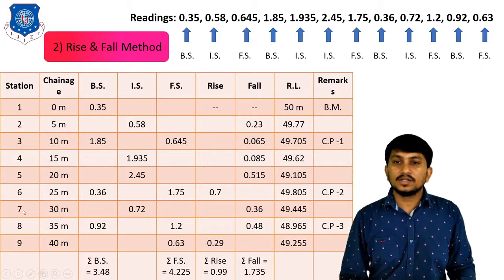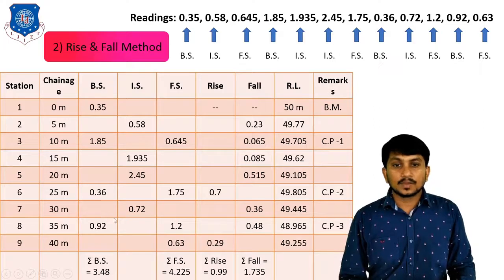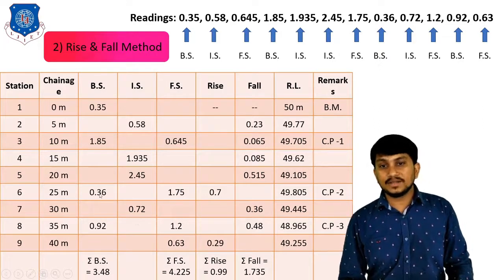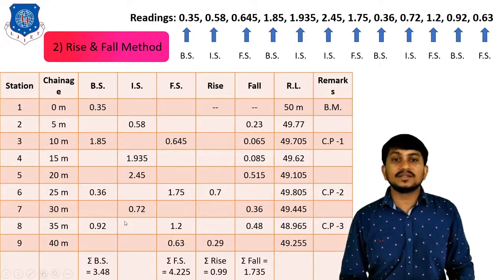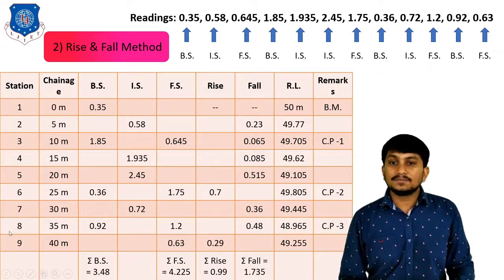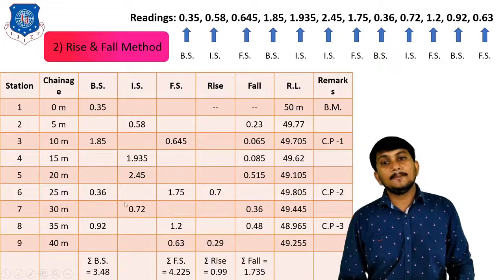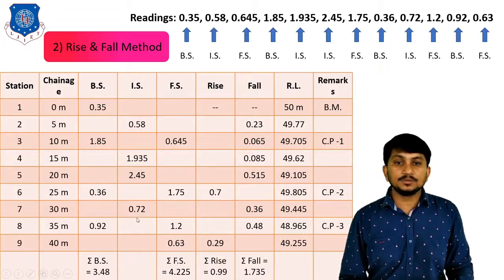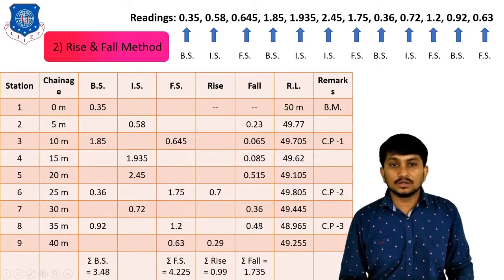After that, to calculate rise or fall of seventh station, we have to deduct the value of 0.72 from preceding staff reading of same setup. So 0.36 minus 0.72 gives minus 0.36, because of the minus sign it is written in fall column. Then, to find out rise or fall of eighth station, we have to deduct the value of 1.2 from the preceding staff reading, which is 0.72. So 0.72 minus 1.2 gives minus 0.48. Because of the minus sign it is written in fall column.